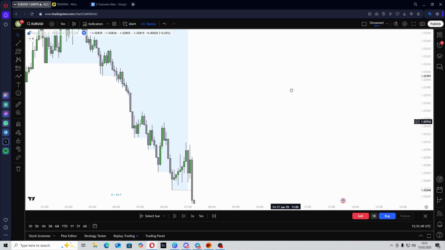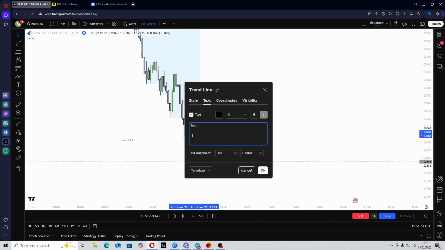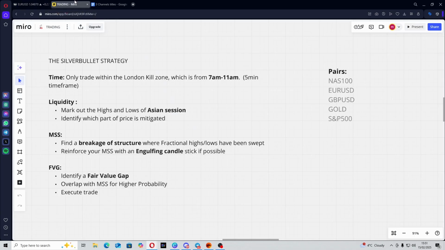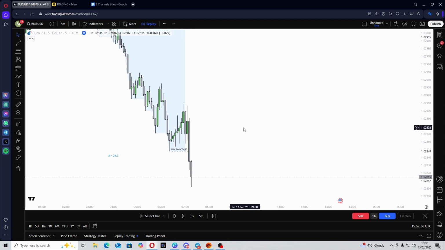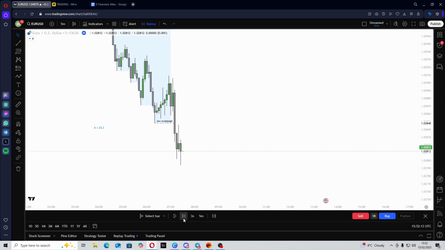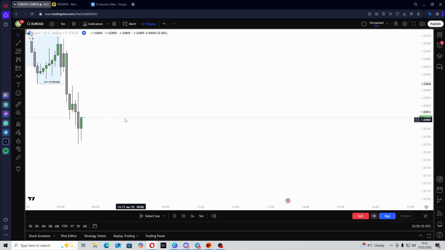So what we need to do now, after we get the low sweep, once we've got the lows swept, is very, very easy. We need to find a break of structure where fractal highs and lows have been swept, and reinforce this market structure shift within an engulfing candlestick if possible, okay? So if I play price forward, we're going to need a market structure shift towards the upside, right? So we play price forward, waiting for that market structure shift.